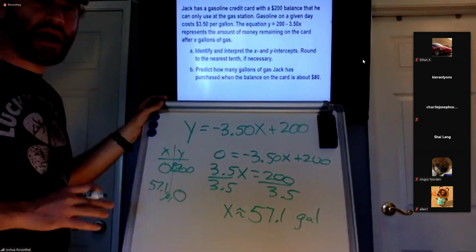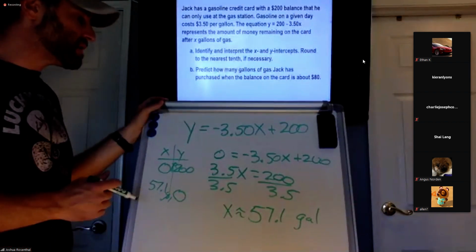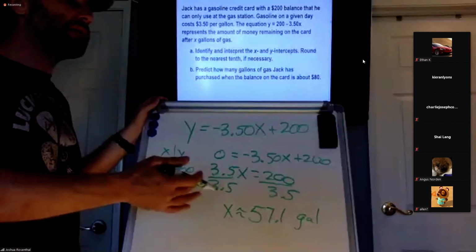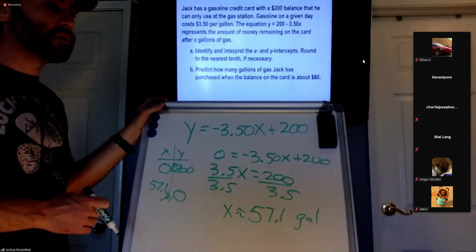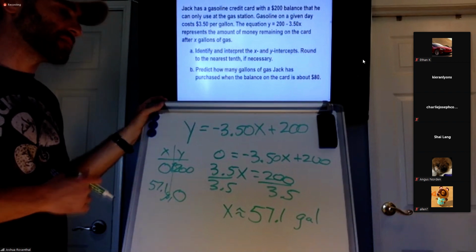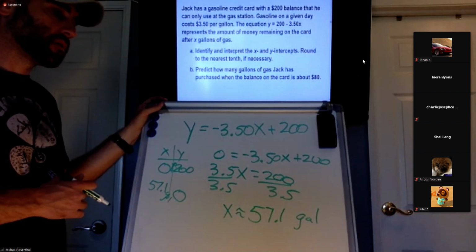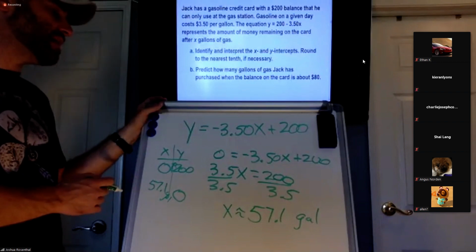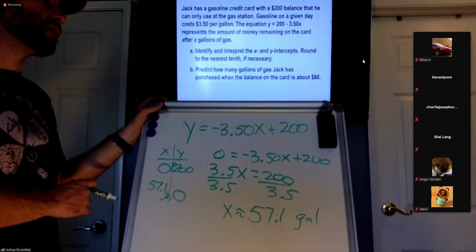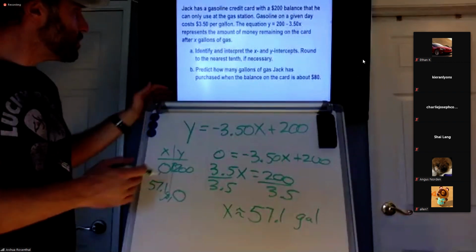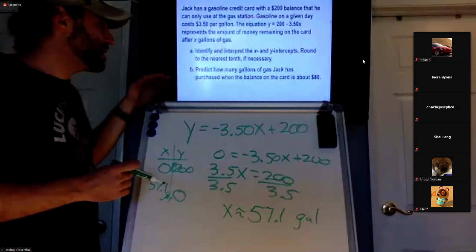That's exactly how you interpret it. 200 represents the maximum amount of money he has before he's pumped any gas. What does the 57.1 gallons represent? The gallons that he's then bought, and then he has no more money left. Right. That's if he spends all of his money. That's the maximum amount of gasoline he can put in, charged to the card. Okay? That's the interpretation that you're going to need to put on the test.